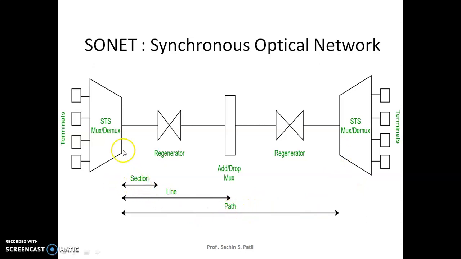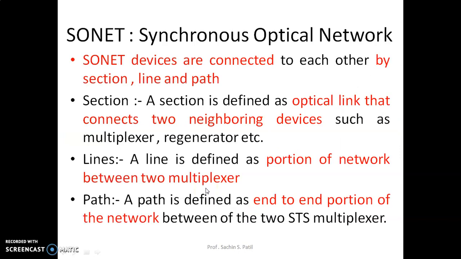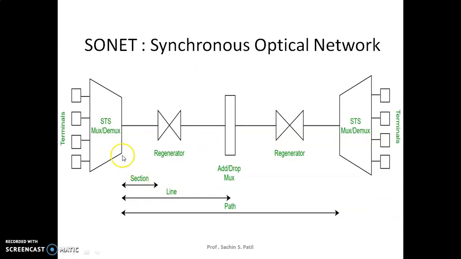So what is a section connection? The connection between two neighboring devices is called a section connection. The connection between two neighboring multiplexers is called a line connection, and the connection between two entities, synchronous transport signal mux and synchronous transport signal mux, is called a path connection. So SONET devices are connected to each other by section, line, and path. A section is defined as an optical link that connects two neighboring devices such as multiplexer and regenerator.